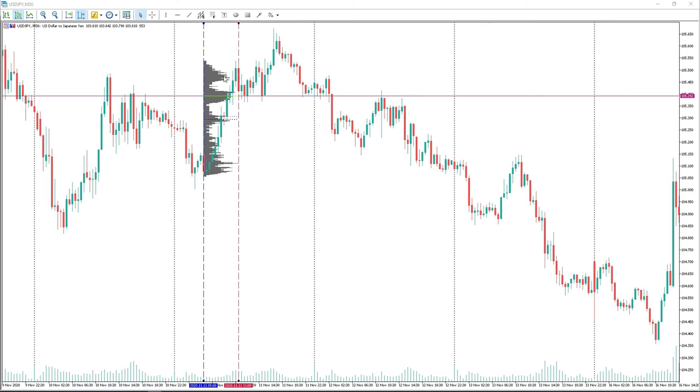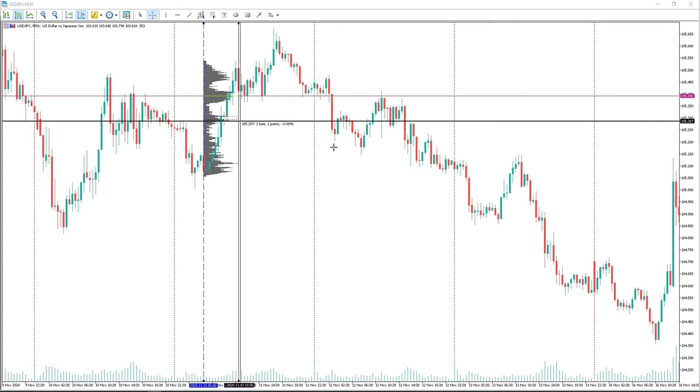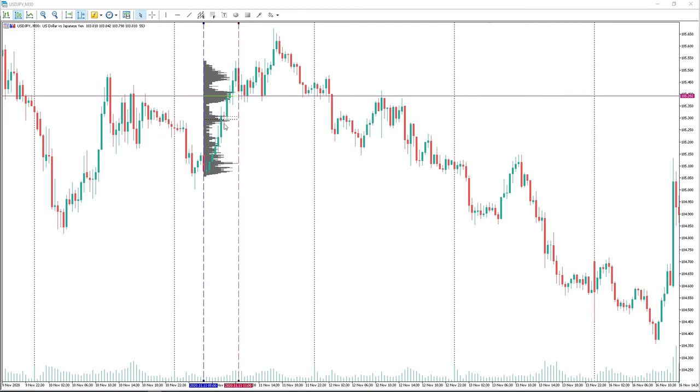Okay, this point of control has been tested, so we want to come to this cluster here. Okay, so this cluster here, perfect, it's a losing trade. This one, where we've got our VWAPs and our median all at about the same level there, right?